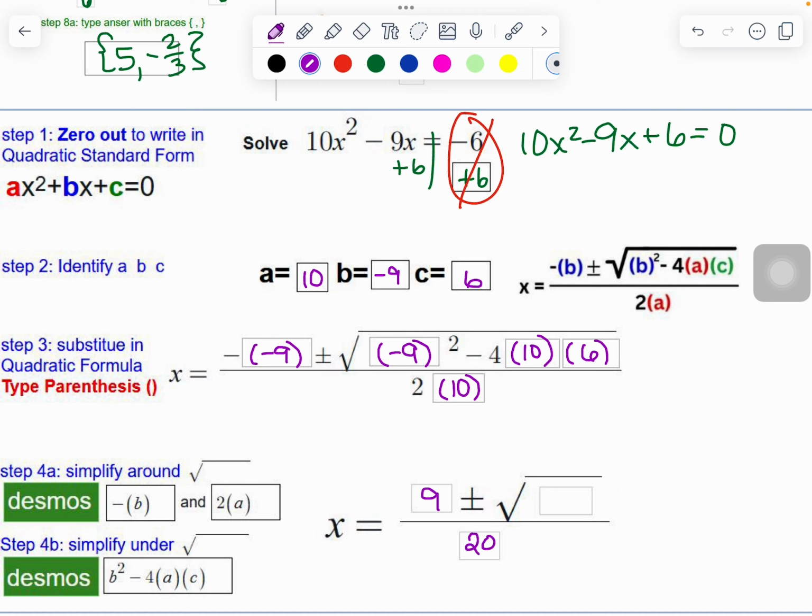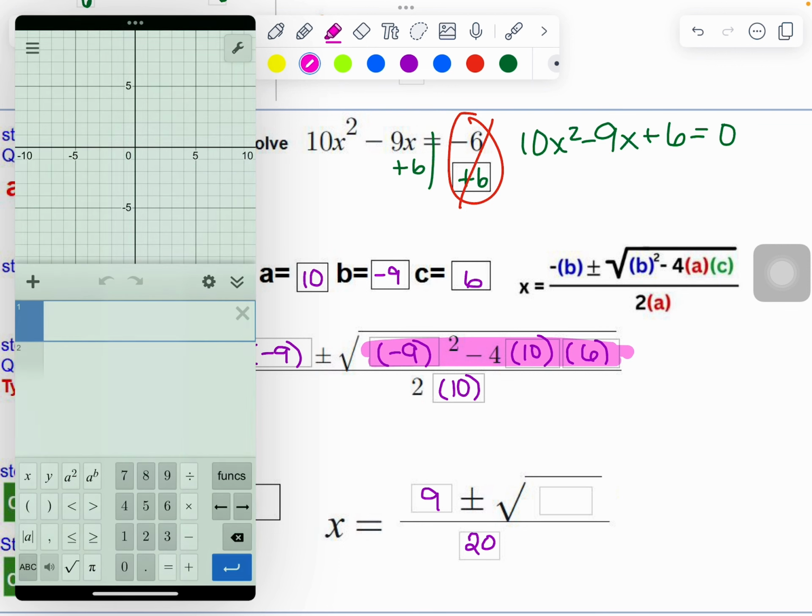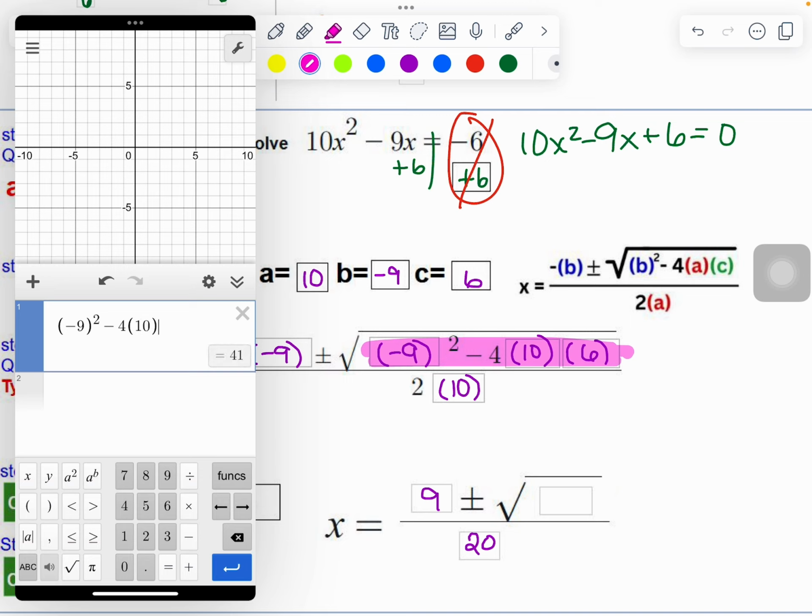And then the next part is we have to figure out what's in the square root. So we are going to use Desmos, and we're going to type in this. We will not type in the square root. We're just typing what's in the square root. So we're going to pull up our calculator, and we're going to start with the parentheses. Negative 9, close parentheses, squared. Don't forget the squared. Minus 4, parentheses, 10, and then parentheses 6. And we get negative 159. So I'm going to go ahead and put negative 159.